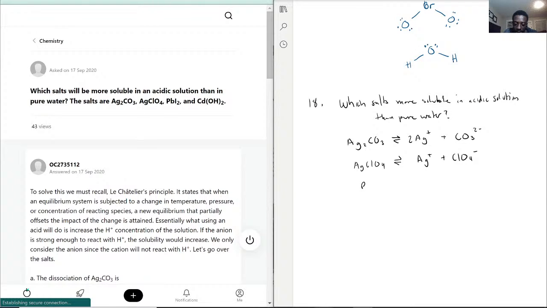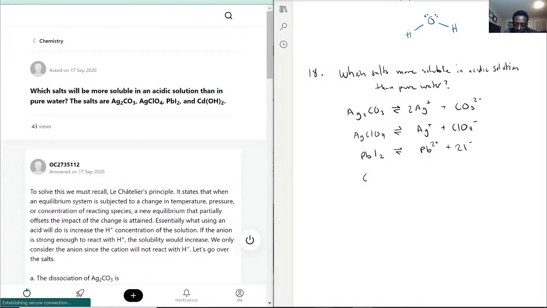PbI2 becomes Pb2 plus and 2I minus. Now for the last one, Cd(OH)2 will turn into Cd2 plus and 2OH minus. Okay, so that's each one, right? And it asks which of these would be more soluble in an acidic solution.